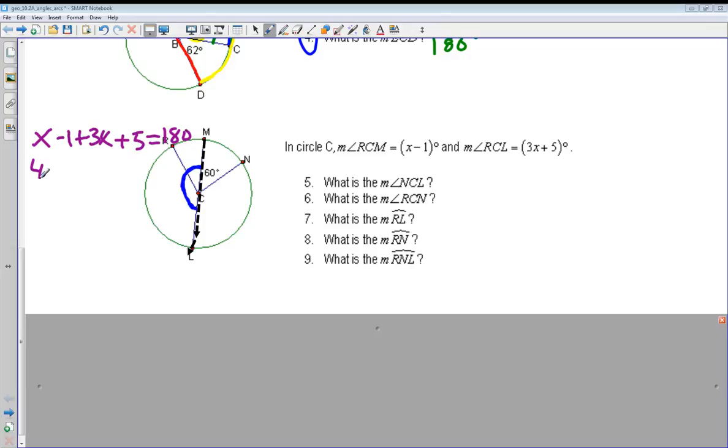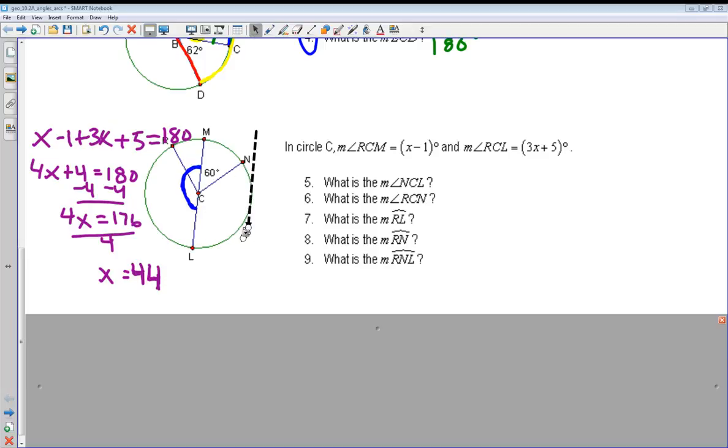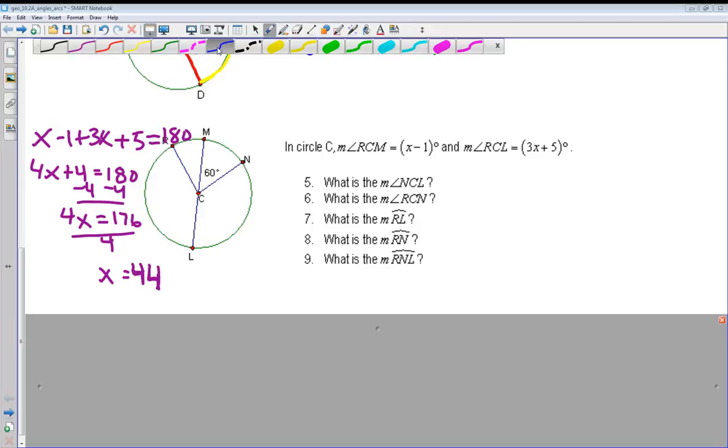Good, so combine like terms, that's 4x plus 4 equal to 180. If we subtract the 4 from both sides, we get 176. And so when you divide, x is going to be 44. So now that we know that x is 44, we now know the measure of our central angles here. So I know that this is going to be 43. I know that this will be 137.